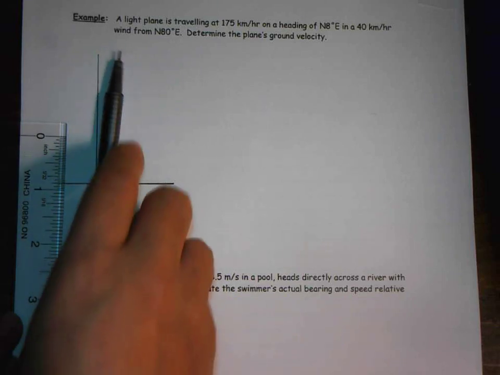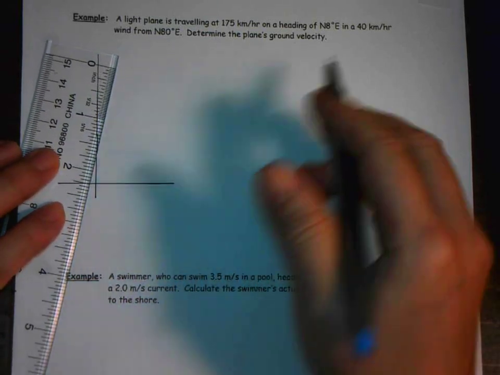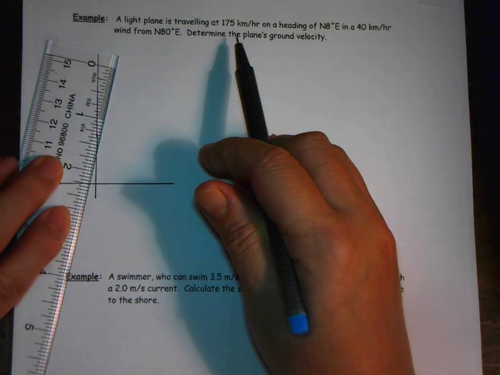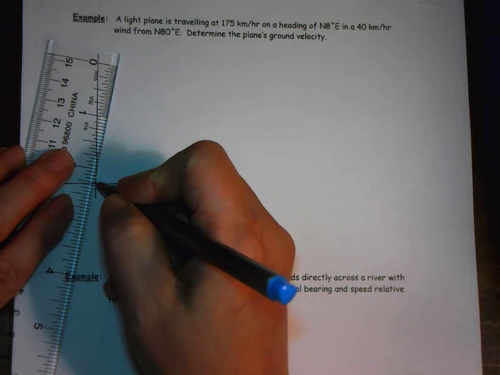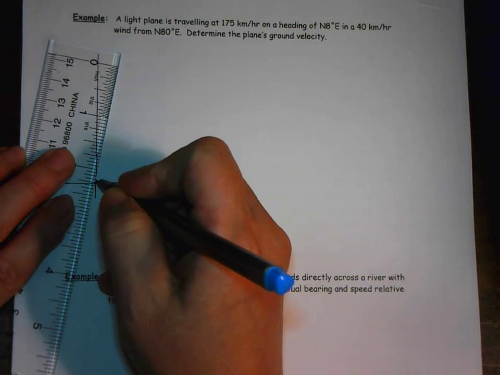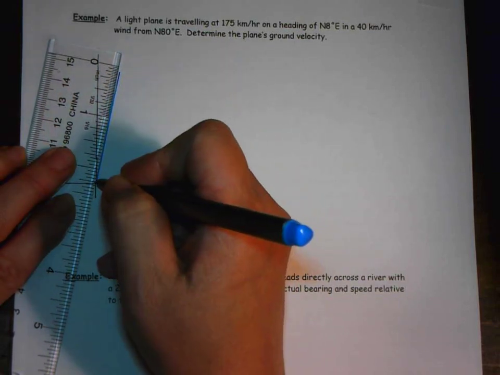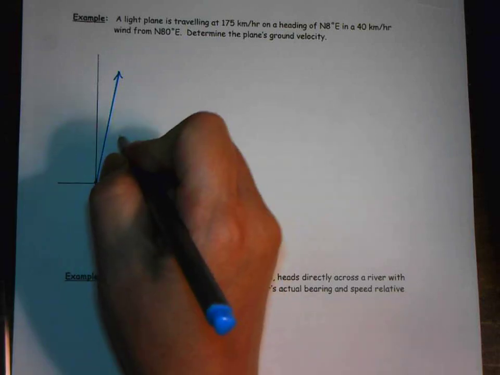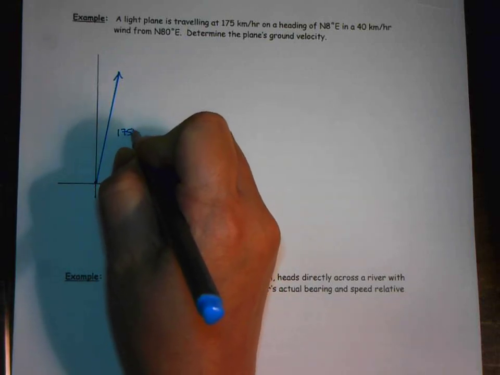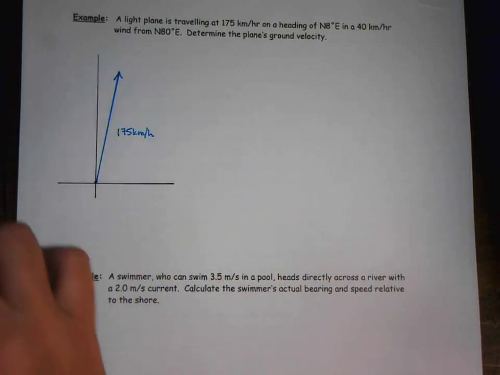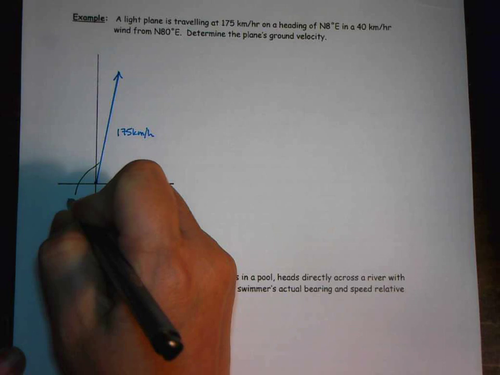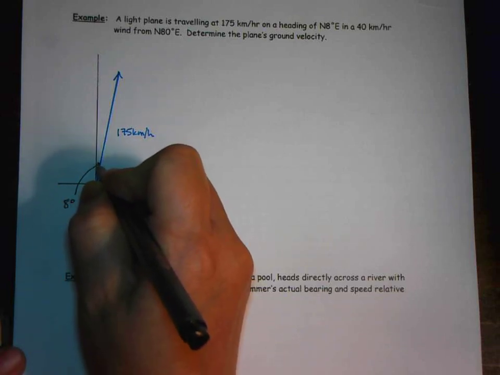Here's north, here's 8 degrees east, and the other vector that we want is 40, which is about 1/4 the size of this vector. That's your plane vector. That's 175 kilometers per hour. And this angle in here is 8 degrees. Small angle in here.